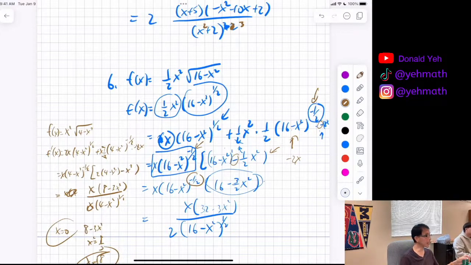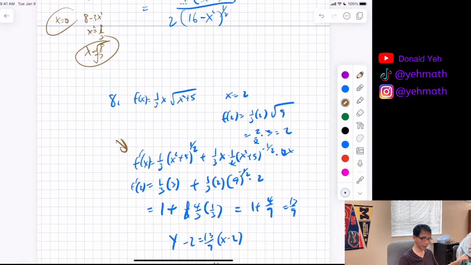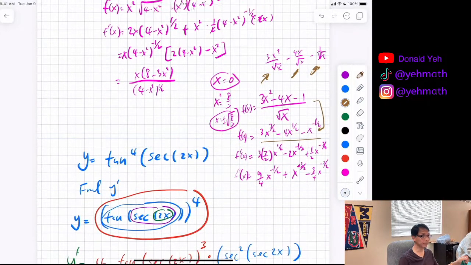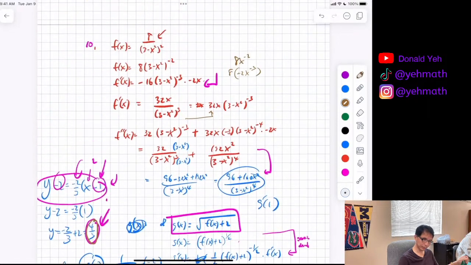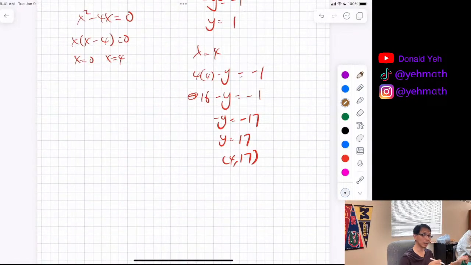All right. Next questions before we go. Today's stuff. What does question 9 say? 9 minus x squared. Hold on, let me check. Yeah, 9 minus x squared, to the what? 2/3.